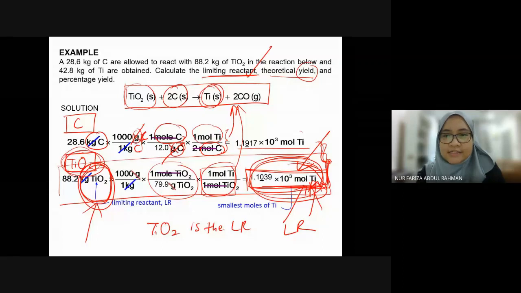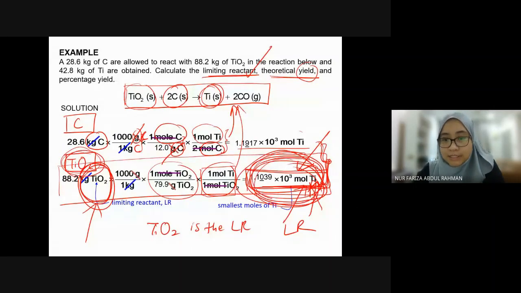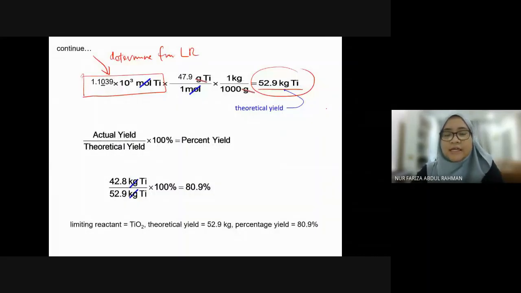Of the excess reactant. Okay, have we finished the theoretical yield? Theoretical yield means the product from calculation. So this would be the product. If you were asked in mole, that means you can stop here. You can just rewrite 1.109 times 10 to the power of 3 mole titanium. If you were asked to give the final value in mass, that means you have to convert the mole into gram or mole into kilogram. It depends on the question.